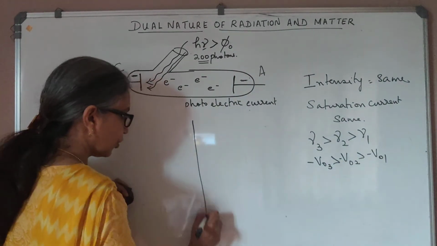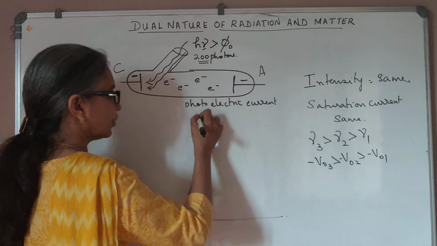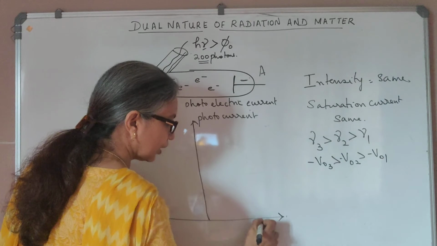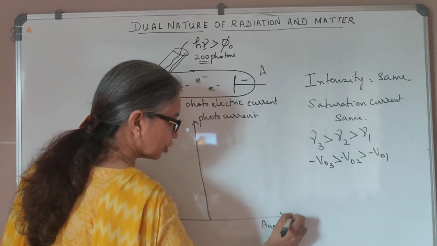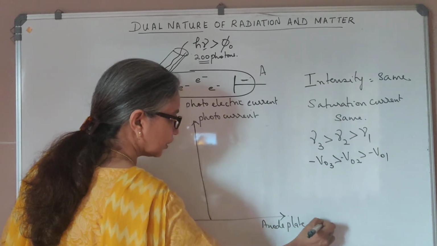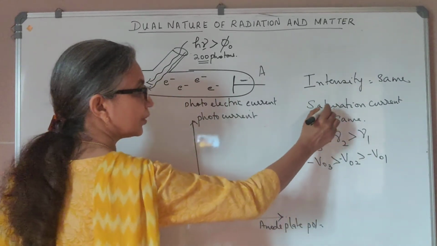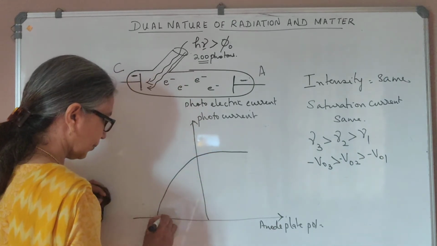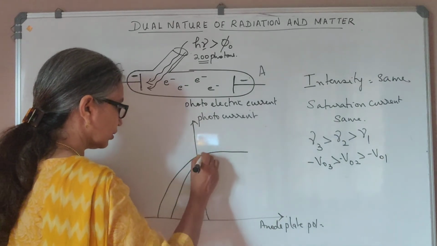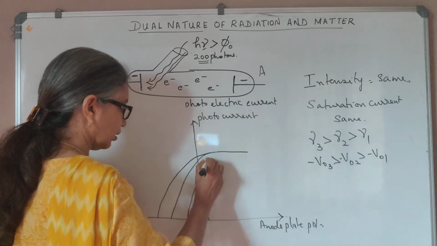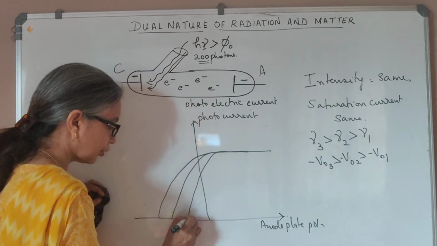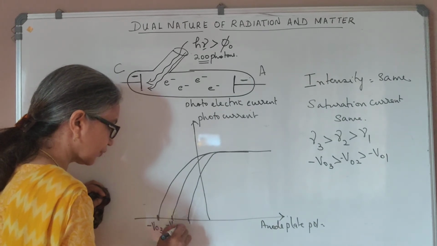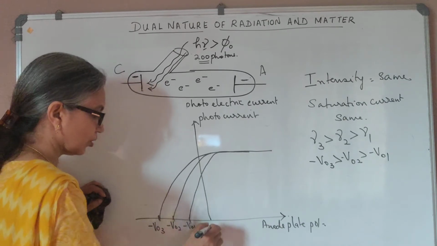So when you plot the graph, where we have the photocurrent here and here we have the anode plate potential, you will see that the saturation current is going to be the same because they all have the same intensity, but they will have three different stopping potentials: minus V03 greater than minus V02 greater than minus V01.